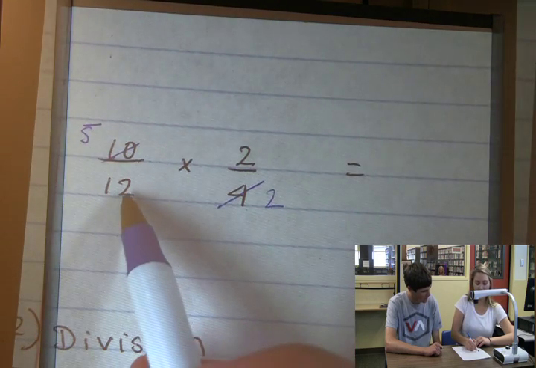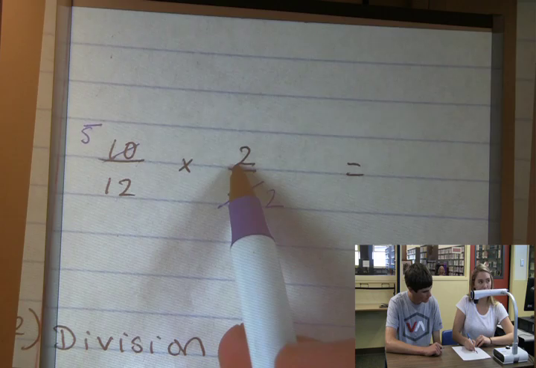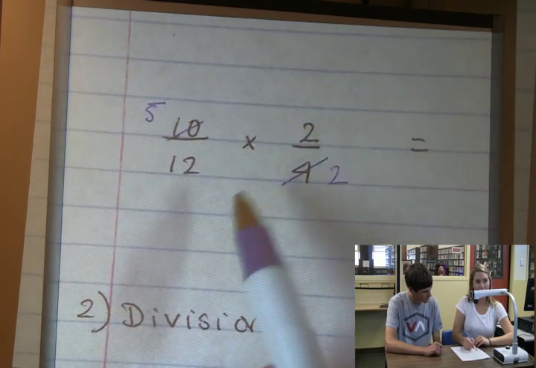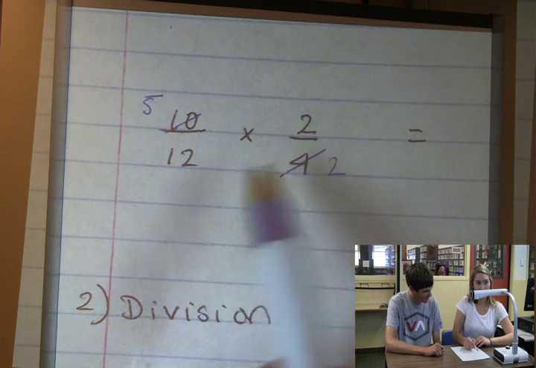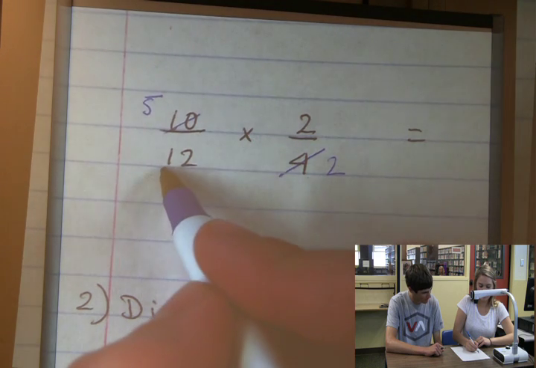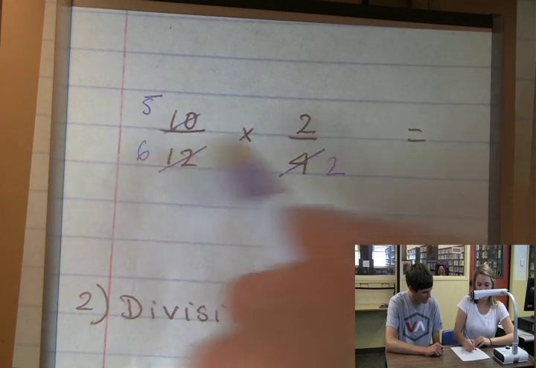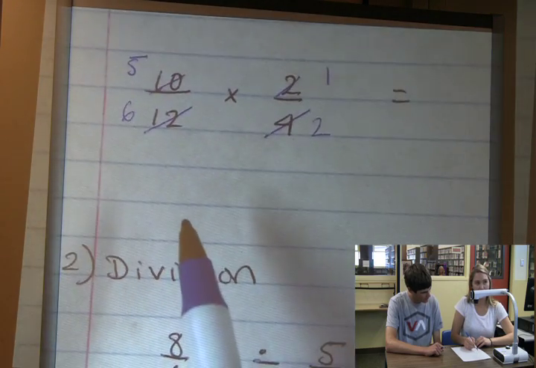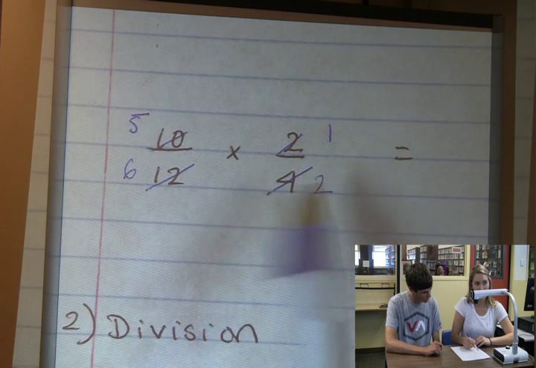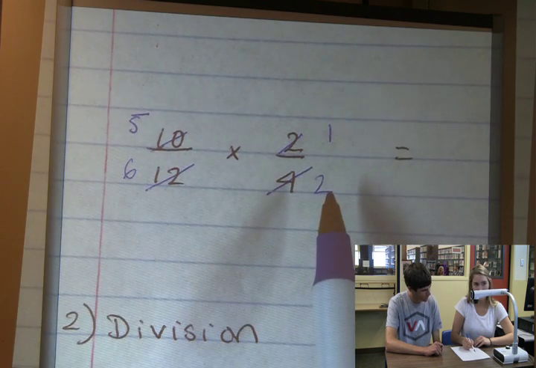Okay, and now if you look at 12 and 2, what goes into 12 and what goes into 2? 2 does. Okay, so 12 divided by 2 is? 6. And 2 divided by 2 is? 1. Okay, so now you have your new numbers. You have 5 times 1 and 6 times 2.